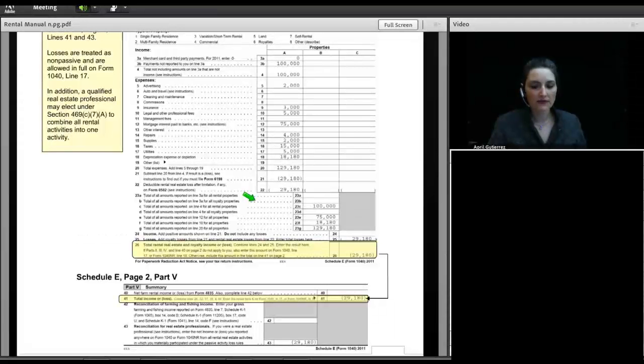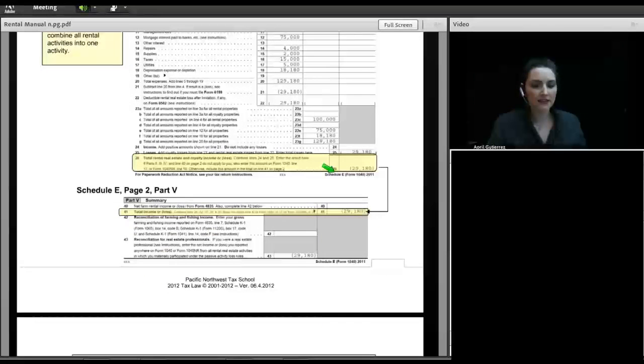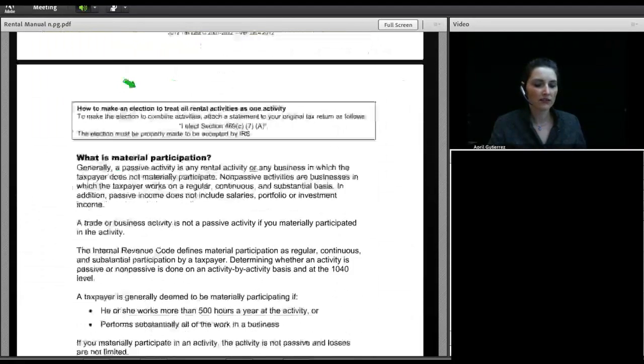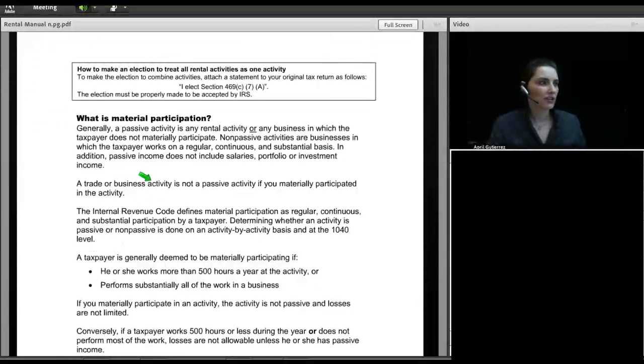And essentially, we also have to fill out page 2 of Schedule E. Down at the bottom in Part 4, there is a summary where you enter your total income or loss. And on line 43 is a reconciliation for real estate professionals where you identify yourself as a real estate professional, enter that loss in full, carry it to line 41, and then on to the 1040, and you enter the whole amount. Now, if you are making the election to have all rental activities treated as a single activity, you have to attach an election statement to your return: I elect under Section 469(c)(7)(A) to treat all of the activities as a single activity. The election must be made properly to be accepted by IRS.